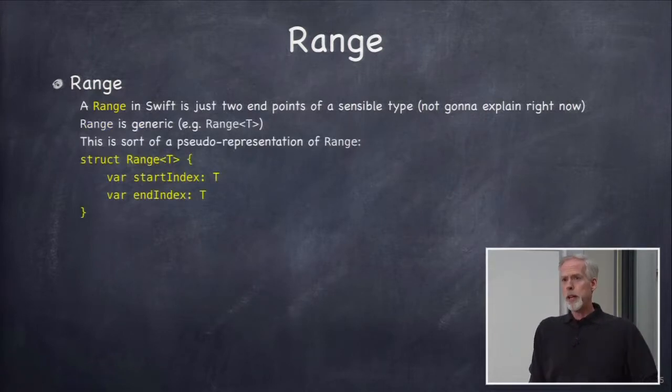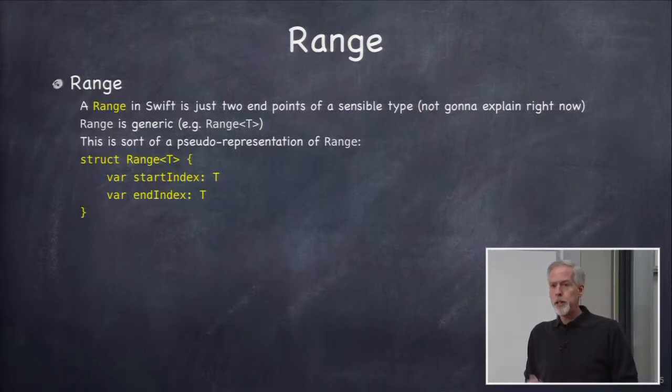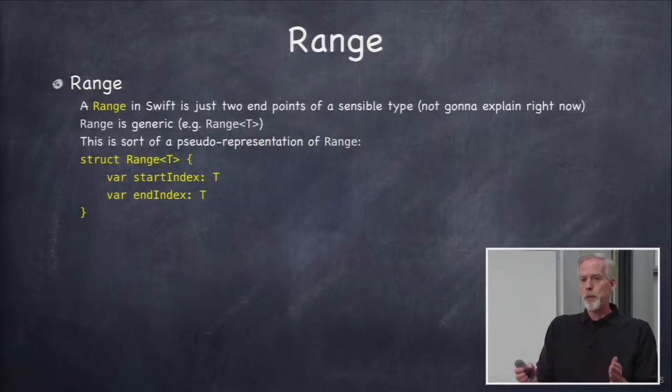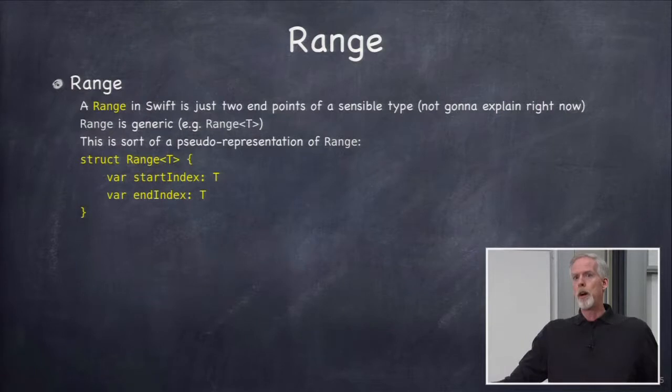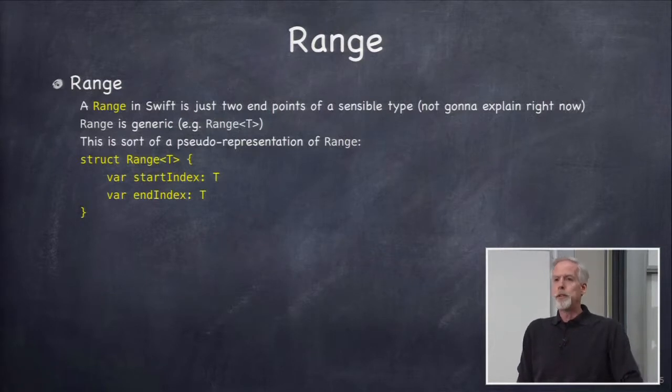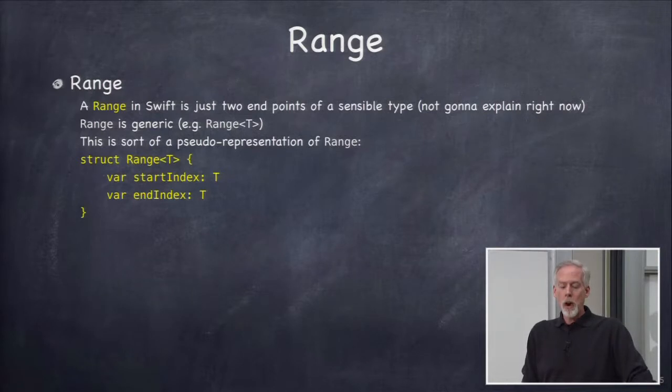Range is also a generic, just like array or like that optional enum. And so it takes the type of thing. So to specify a range in an array would be range angle bracket int, because ints are how you index an array. So if you were going to specify a range in an array, they would be ints, okay? And it's approximately what I put here. It's not exactly this, but given what you know so far, this is the best I can describe it to you. It's just a struct that has a start index and an end index.